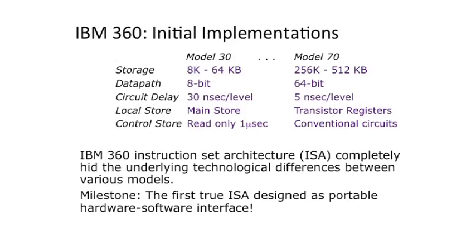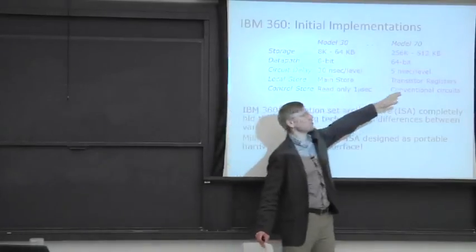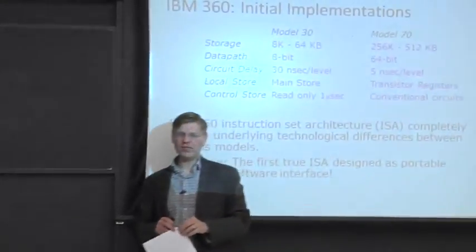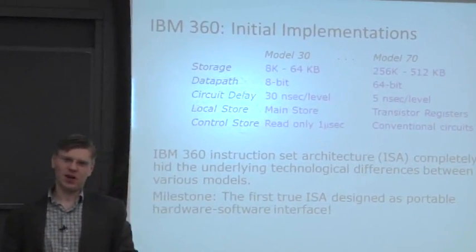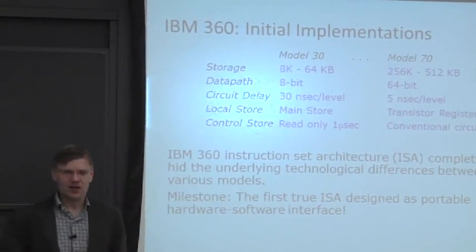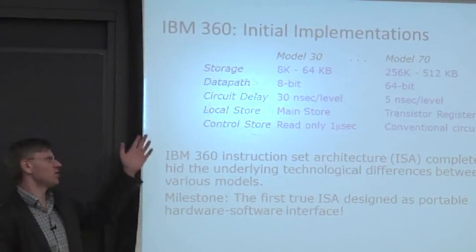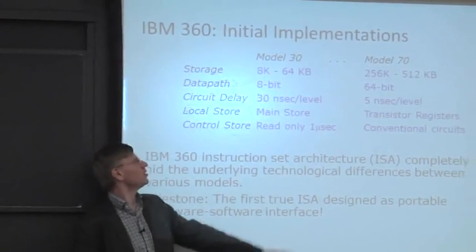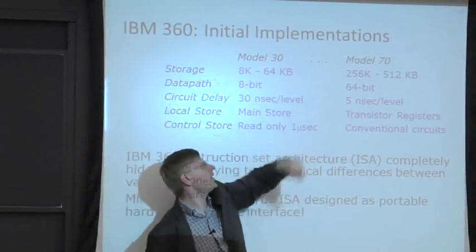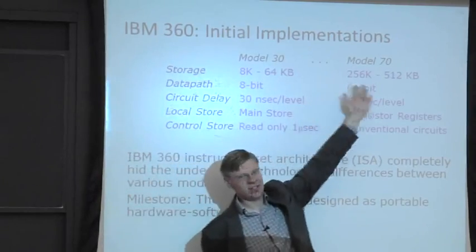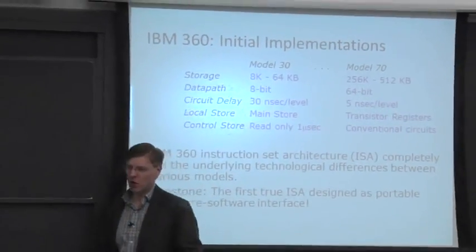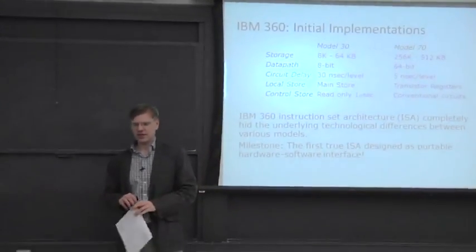And let's look at the microarchitecture implementations of this first instruction set architecture. This is in the same time frame, the same generation. There was the Model 30 and the Model 70. These had very, very different performance characteristics. Let's start off by looking at the storage. The low-end model here had between 8 and 64 kilobytes. And the high-end model had between 256 and 512 kilobytes. So very, very different sizes.